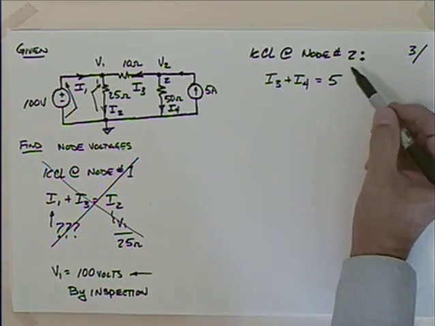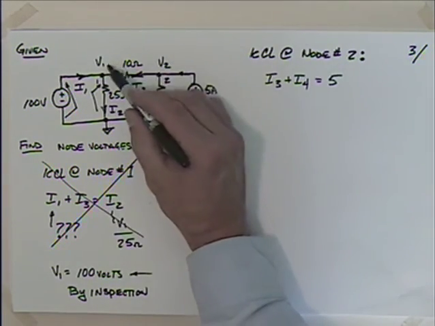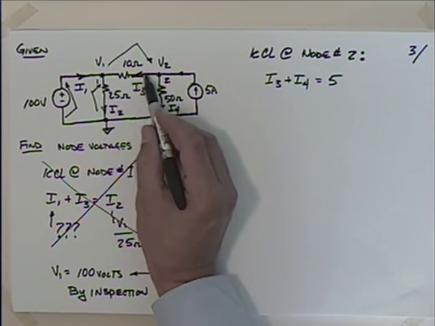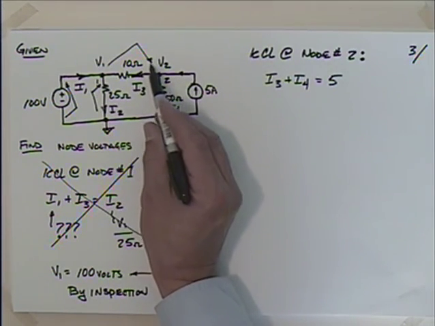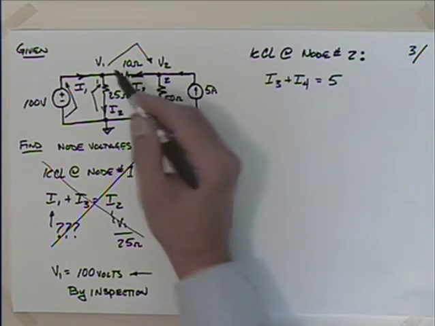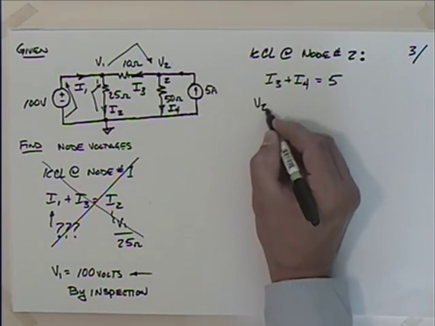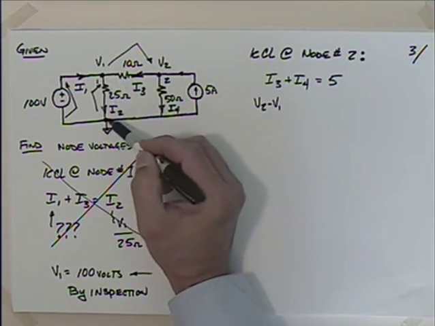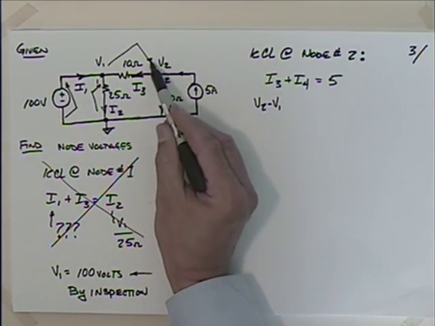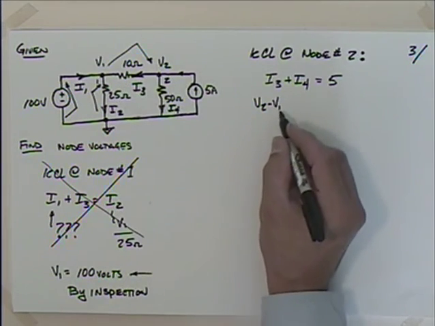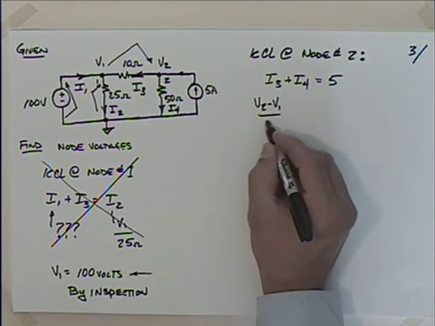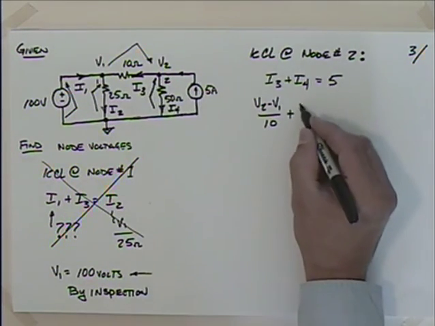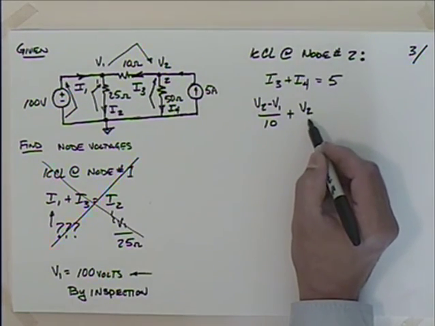Okay, so I can talk about I3. What's I3? I got to find the voltage that's opposite that, because the current's going to the left, so I got to find my voltage potential to the right. So that's going to be what? V2 minus V1, or head minus tail. V2 minus V1 divided by 10, plus I4. I4 is easy, you just have to find that, which is V2 divided by 50.